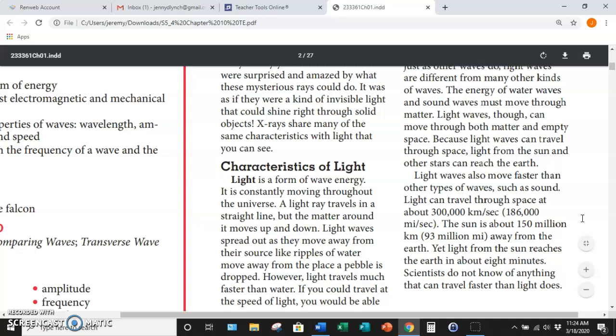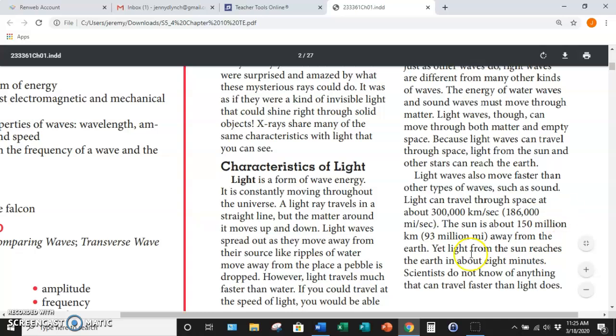Light can travel through space at about 300,000 kilometers per second, 180,000 miles per second. The sun is about 150 million kilometers or 93 million miles away from the Earth, yet light from the sun reaches the Earth in about 8 minutes. Scientists do not know of anything that can travel faster than light does.